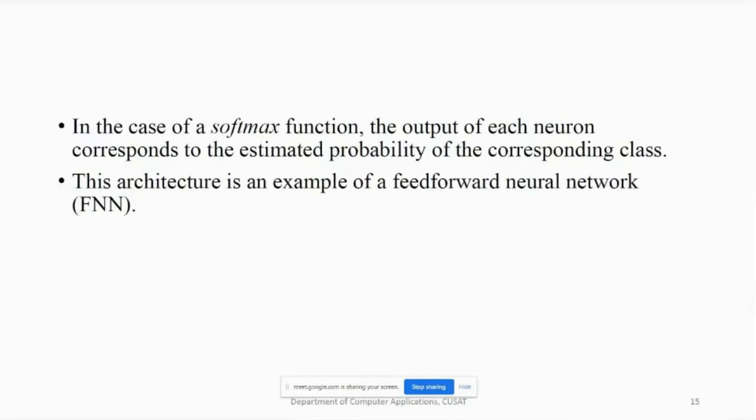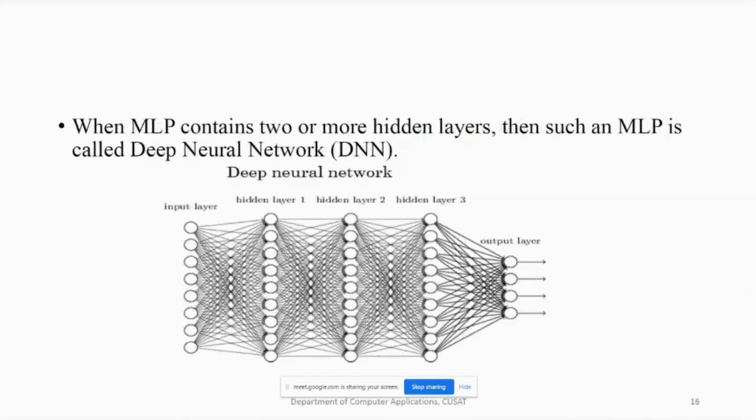And this architecture is an example of a feed-forward neural network, or FNN, or we can simply call it a deep neural network. An MLP contains 2 or more hidden layers. Then such an MLP is called a deep neural network, or DNN, and this is the architecture of such a neural network. This is the input layer, hidden layer 1, hidden layer 2, hidden layer 3. Then we can expect another layer, hidden layer 4. Then at last we have the output layer.